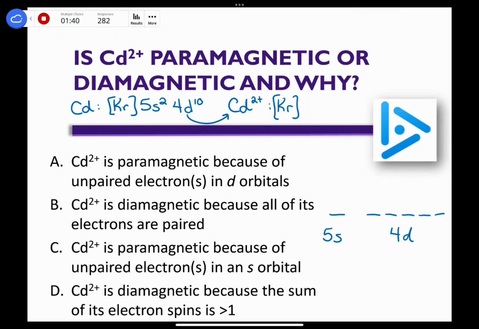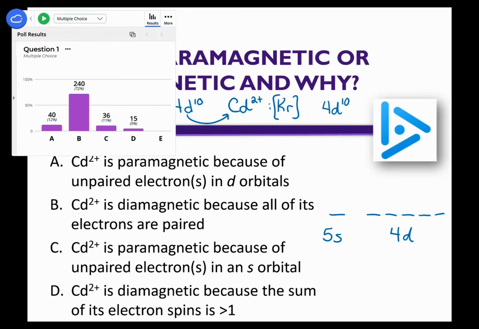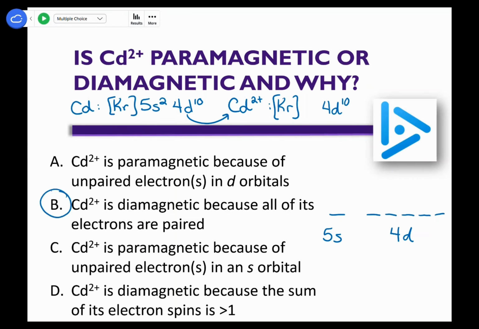And 10 more seconds. And 3, 2, and 1. Okay, almost 3/4 going for B. I agree. It's diamagnetic because all of its electrons are paired.